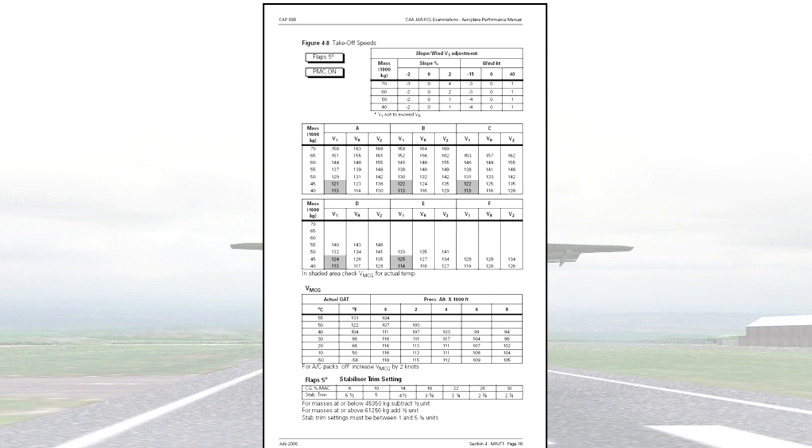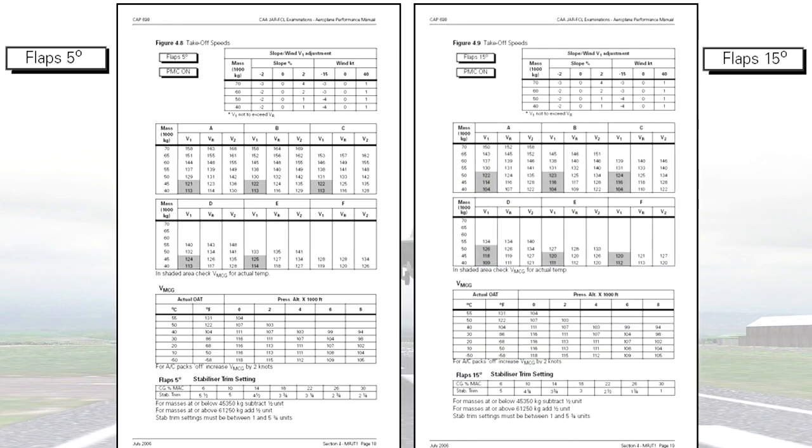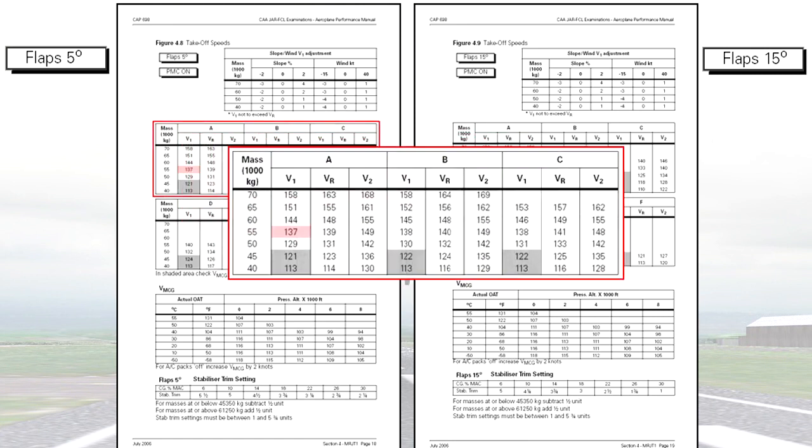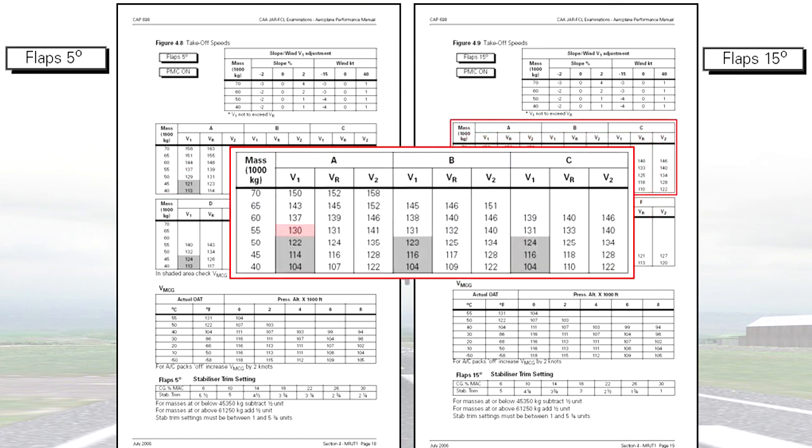The next factor to affect V1 is the aeroplane configuration. Page 18 lists the V speeds for 5 degrees flaps, and page 19 lists the V speeds with 15 degrees of flap. Therefore, comparing the speeds from these two pages should tell us the effect of what the flaps do to V1. On page 18, which is 5 degrees flap, a 55,000 kilogram mass requires a V1 speed of 137 knots. But on page 19, which is 15 degrees flap, for the same mass of 55,000 kilograms, the V1 speed is now 130 knots. Therefore, we can see that increasing flap angle decreases V1.